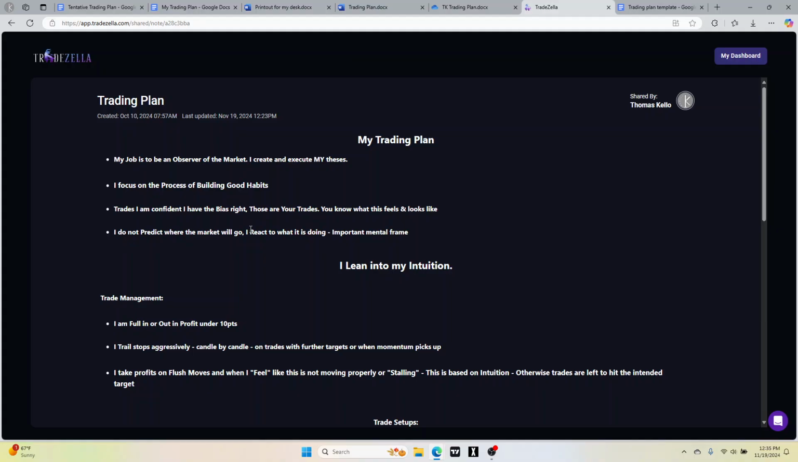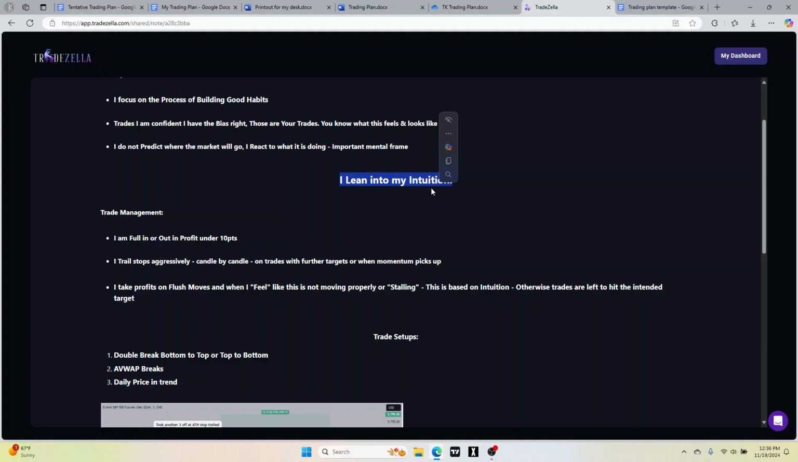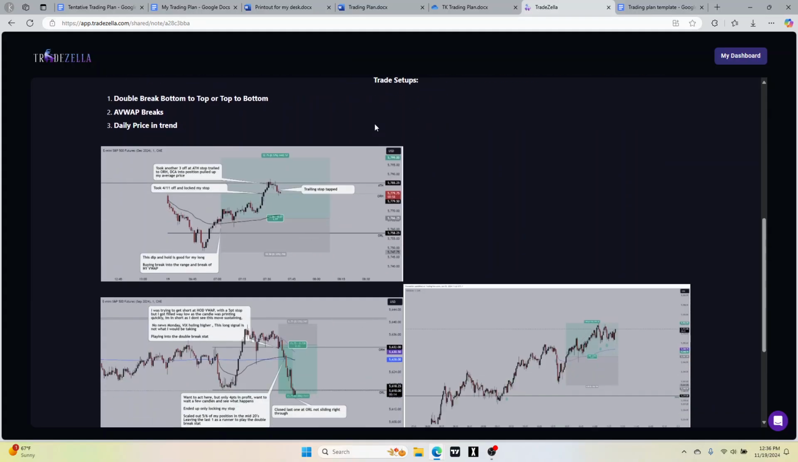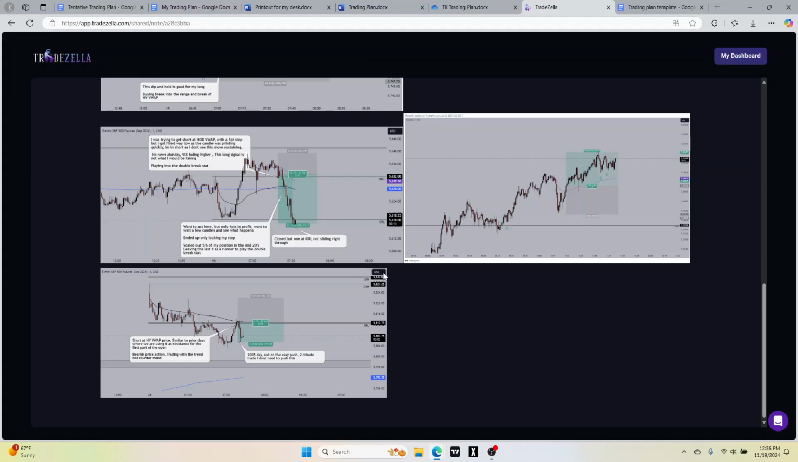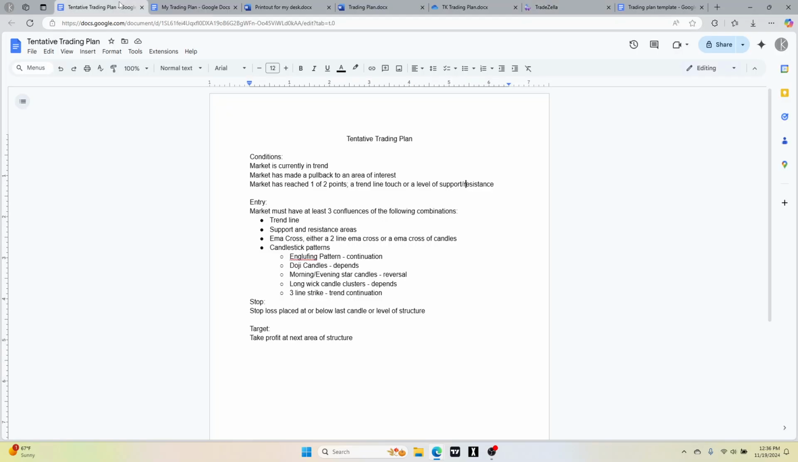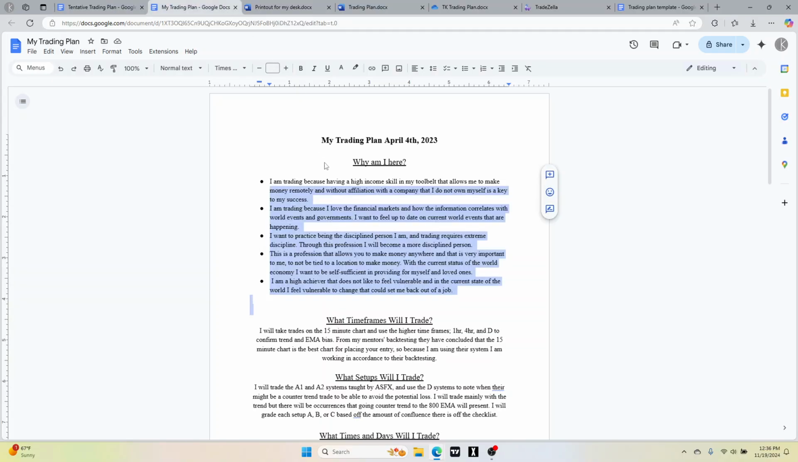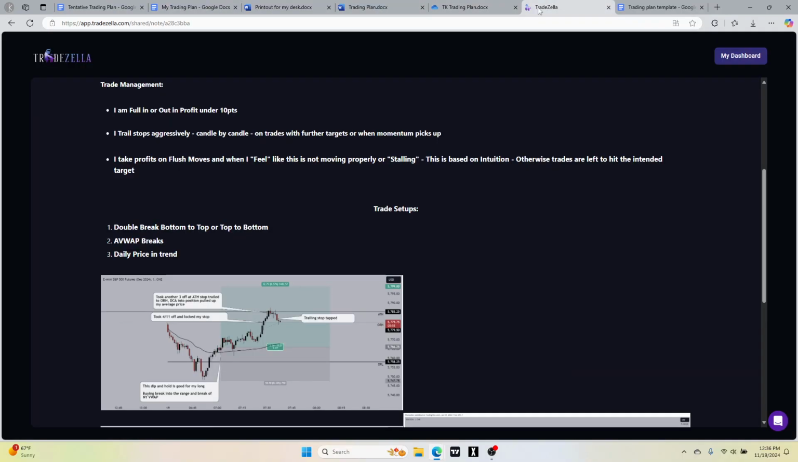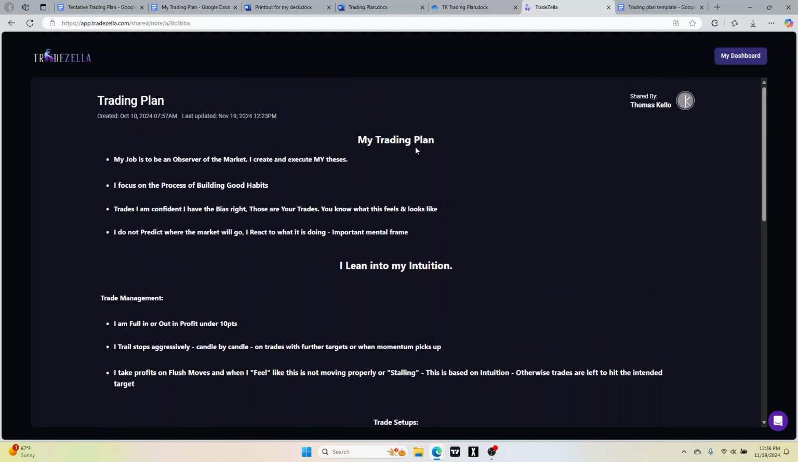I do not predict where the market will go. I react to what it is doing. This is a very important mental framework. Intuition, trade management, and then my trade setups. So you can see the progression from this being my first, these being the second, to now the last trading plan. The most recent trading plan is pretty simple.